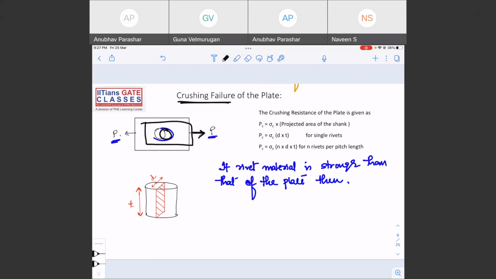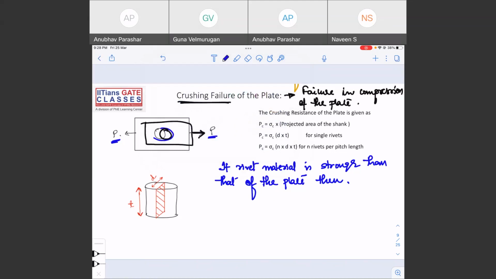So what kind of failure is this? This is failure in compression of the plate. So the compressive strength is being tested. Tearing failure was failure in tension, right? Tensile failure. Crushing failure of the plate is the compression failure of the plate. And thereafter, the shearing failure of the rivet is the shear failure. So all different types of failures with respect to different stresses are seen here, right?